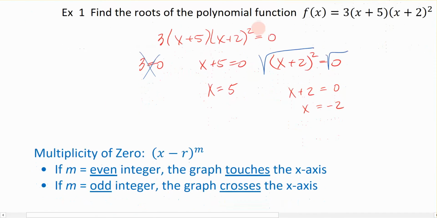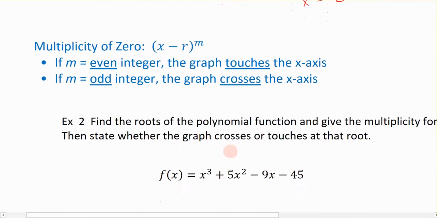So we come down here and we have this idea that says the multiplicity of 0 says if this is my factor, remember x minus r is my factor, and it is raised to any power, when the power that it's raised to is even, then the graph touches the x-axis, and when the power it's raised to is odd, then we cross. So if it's even, we touch. If it's odd, we cross. And that's what we're going to look at in these two examples.